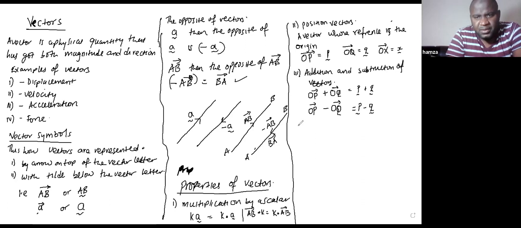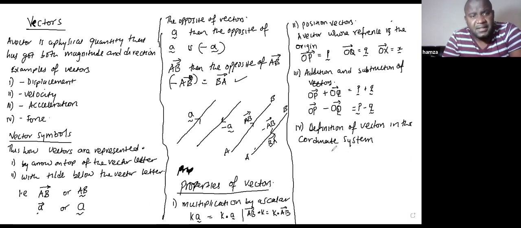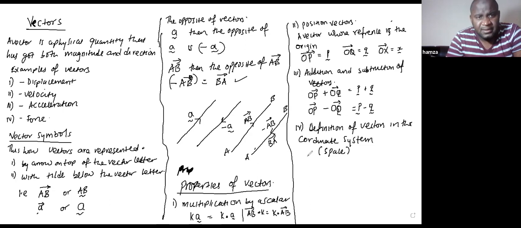Then another property we can talk about is the definition of vectors in the coordinate system. The Cartesian coordinate system, sometimes you can say vectors in space. When a vector is in space, what people call corners, sometimes they are not corners.